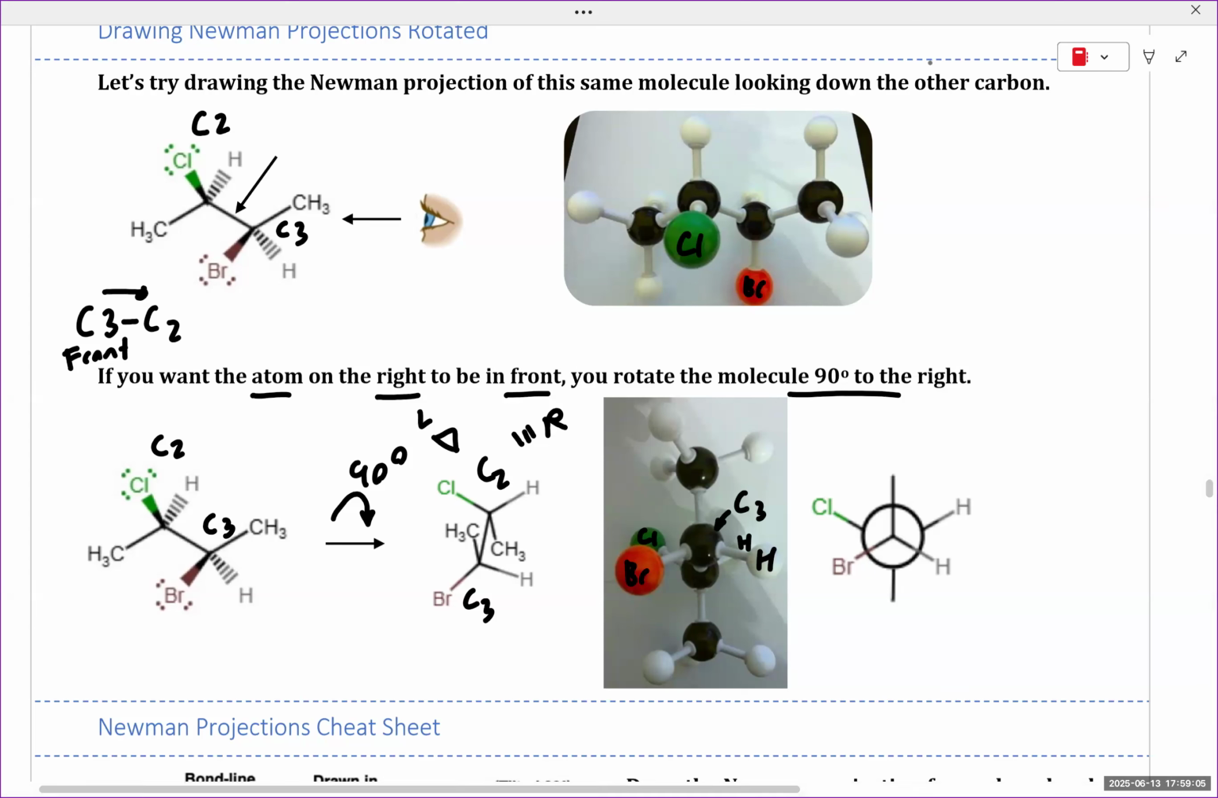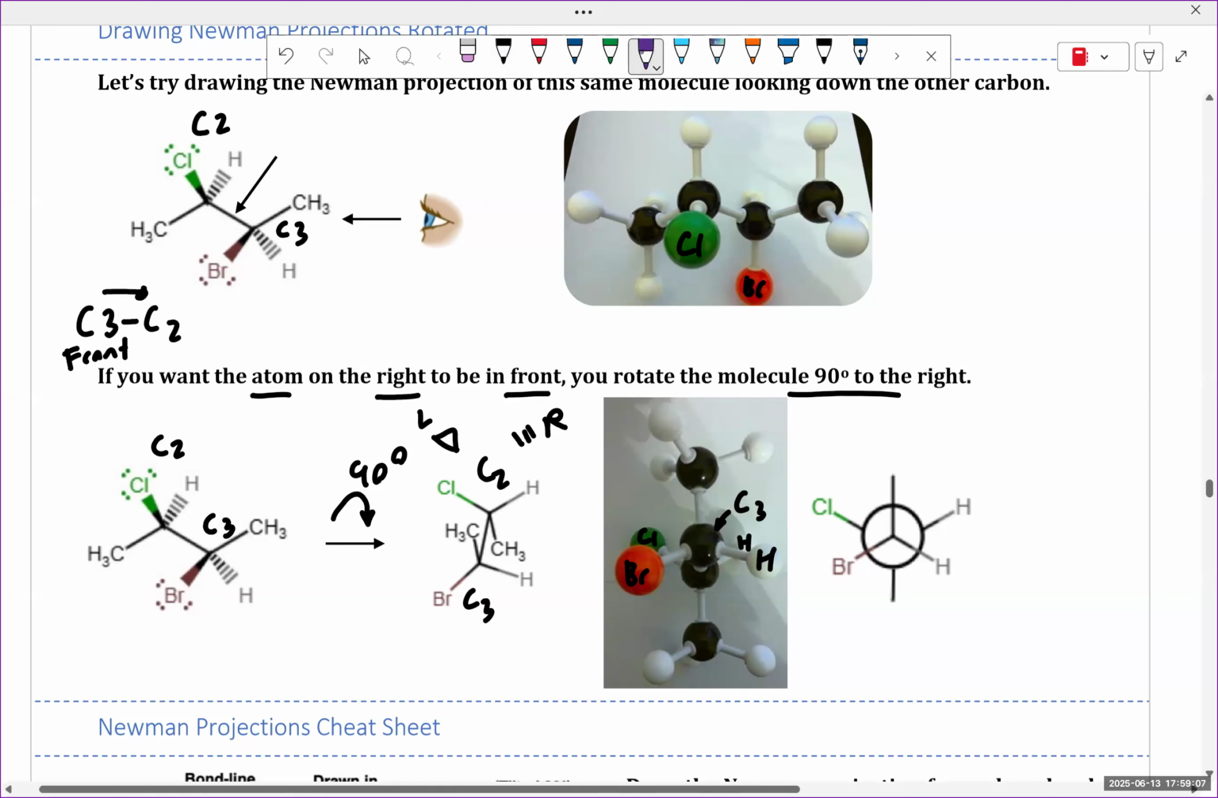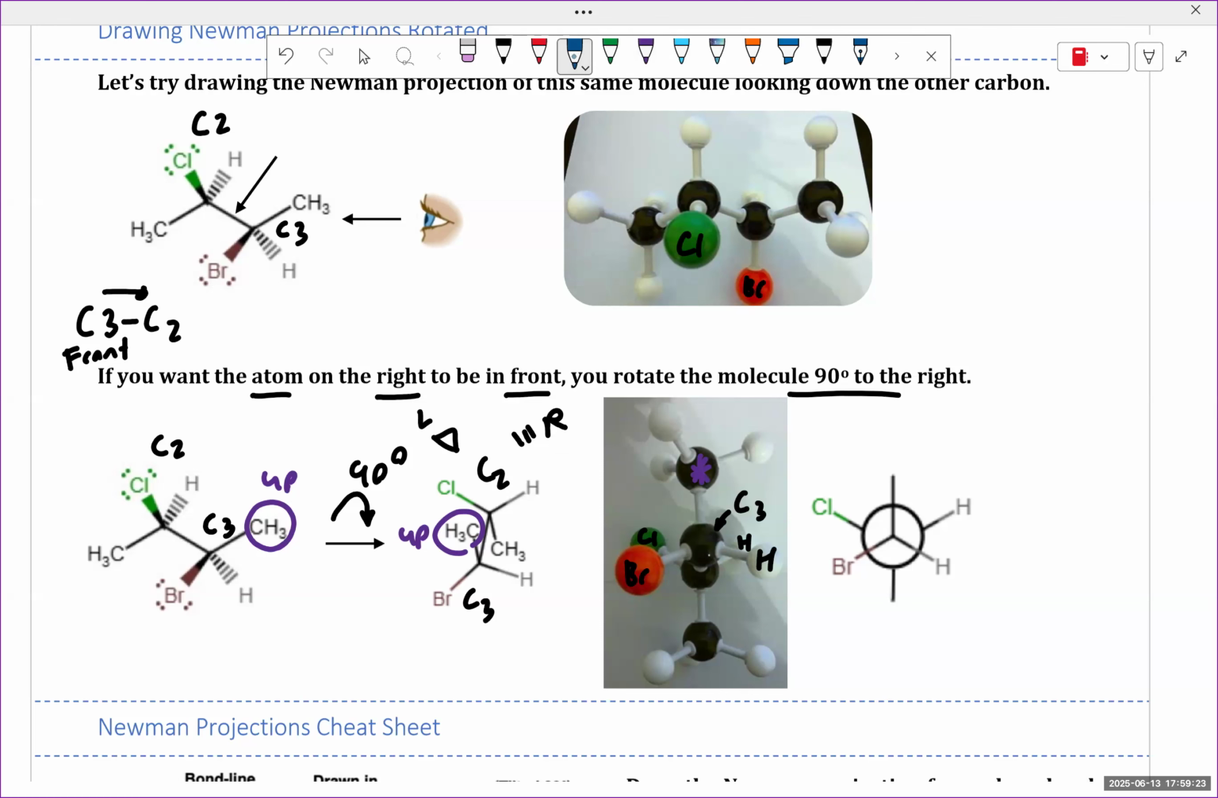The other thing I'd like you to note again is this methyl group on carbon 3 is above our bond line, and it ends up pointing up and above the bond line in the Newman projection. Likewise, the carbon 2 carbon is pointing down below the bond line, and this CH3 group attached to carbon 2 is below the bond line. Now we just draw what we see.